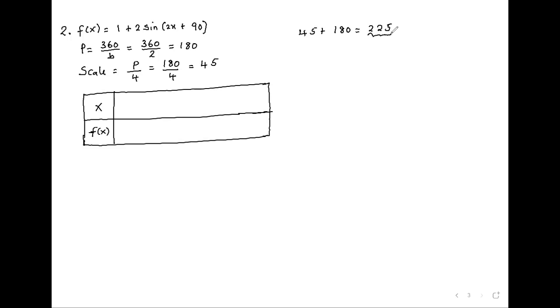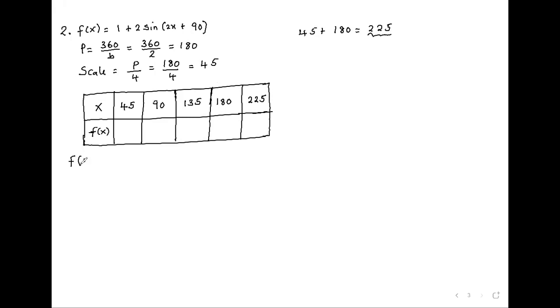So we start, 45 is our first number to be written here. 45 plus 45, we get 90. 90 plus 45, we get 135. 135 plus 45, we get 180. 180 plus 45, we get 225. So we end at 225. Then we start getting the values.